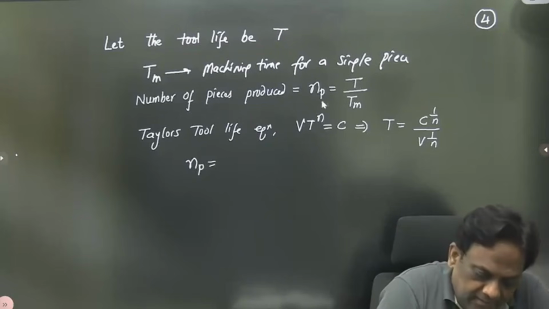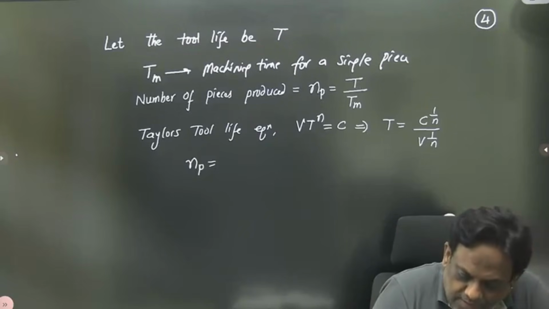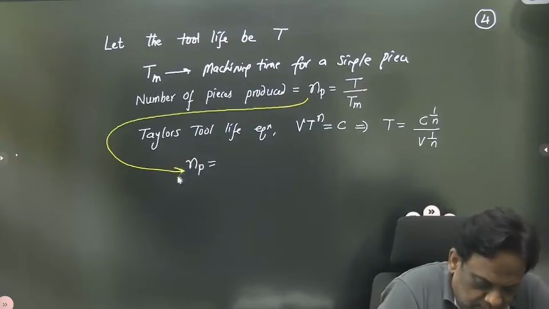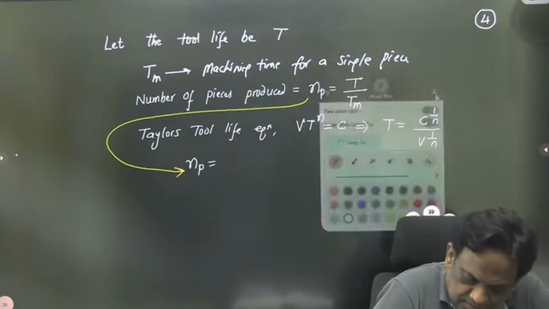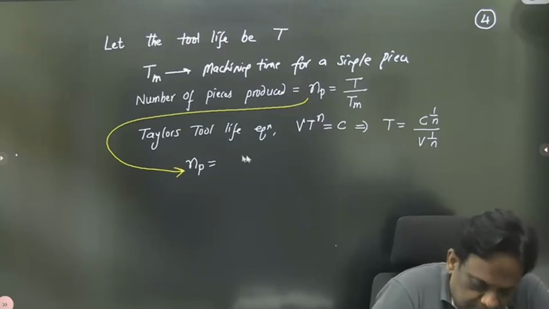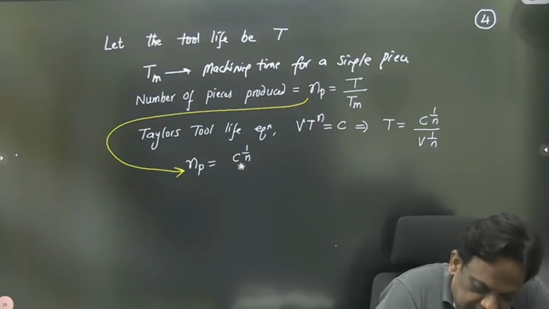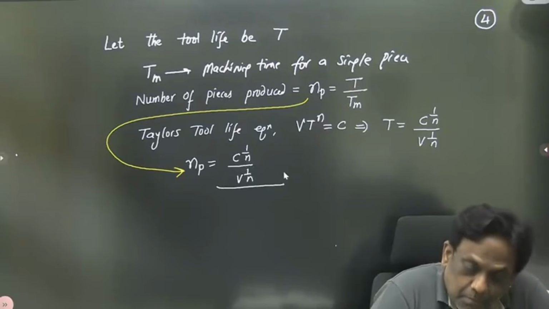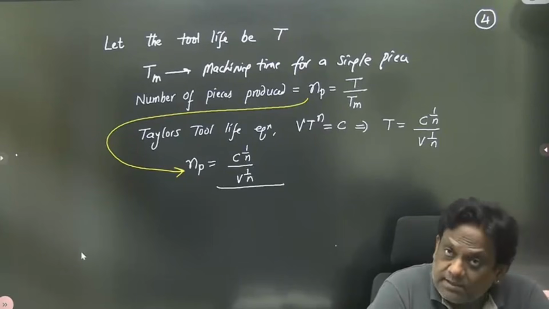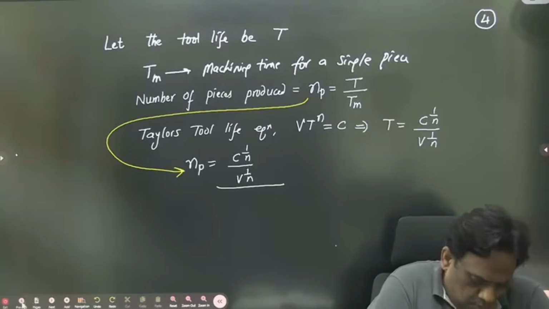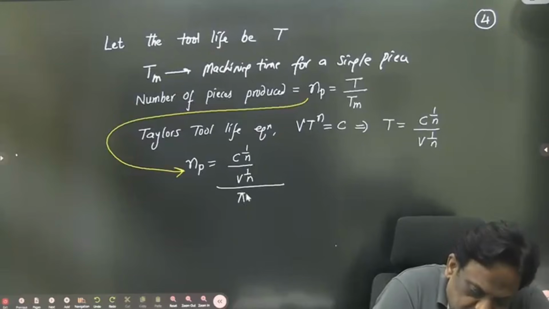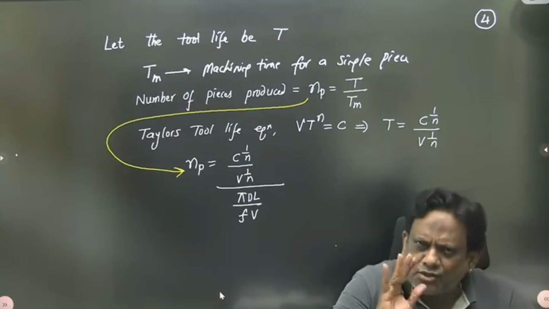देखो capital T, अरे यार क्या हो रहा है मेरे स्टूडेंट्स को? The number of pieces that you are manufacturing is, देखो सर, capital T. What is capital T? C power 1 by n by V power 1 by n. This is capital T by machining time. Already you know the machining time. What is the machining time, sir? Pi dl by fv. So machining time is pi dl by fv. If you say yes, then I will proceed sir.